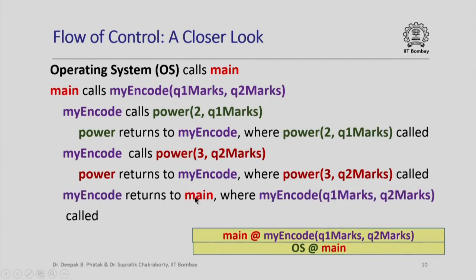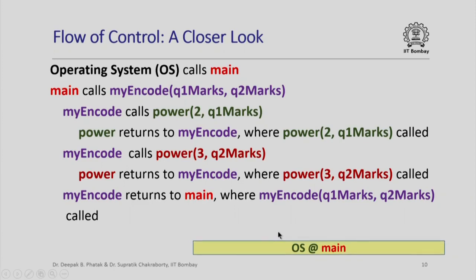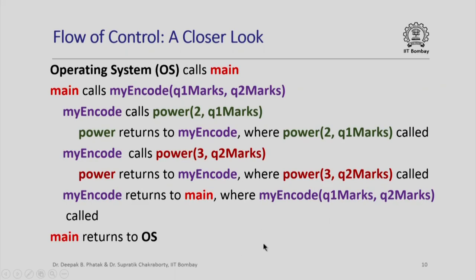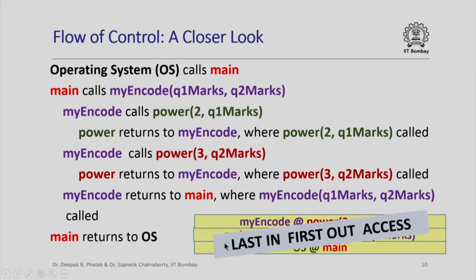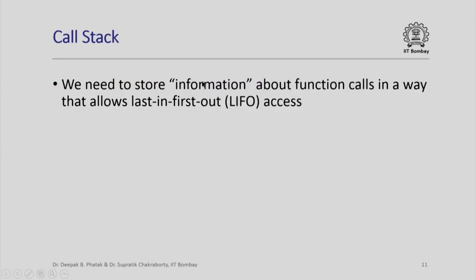Now myencode returns to main, so I have to go back and figure out where main called myencode, and I have to go back there. After that, that entry is no longer needed, and finally main returns to the OS, after which this entry is not needed anymore. So if you look at the way I was managing the information over here, I basically needed to keep track of which function was called, but whenever there was a return, I wanted to access information about the latest function that was called. So I really need to access information in the last in first out order.